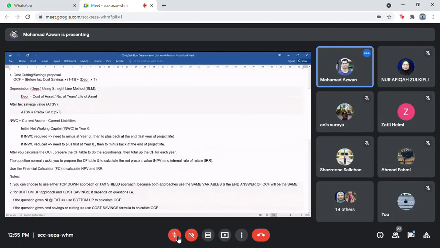Okay, for each year. After you prepare the table for cash flow, from year 0 until the last year, I mean at the end of project life, basically the question will ask you to calculate NPV or IRR. So for this question, you will need a financial calculator to calculate NPV and IRR.